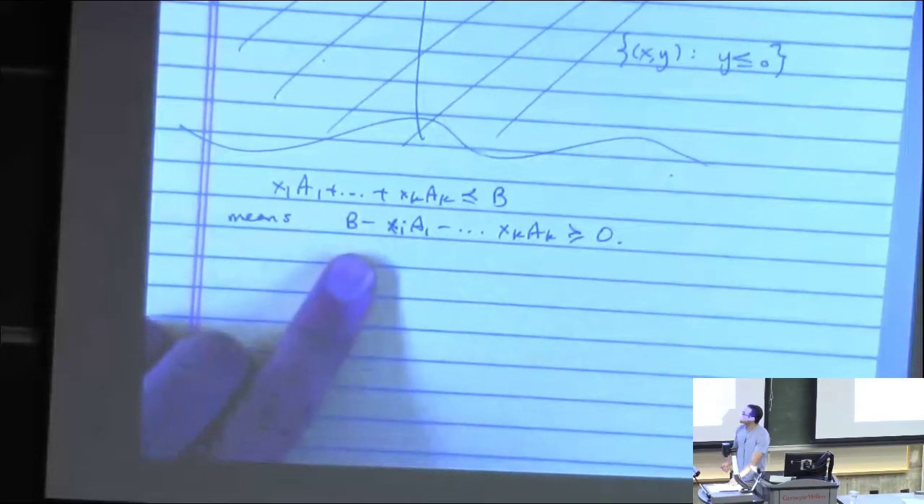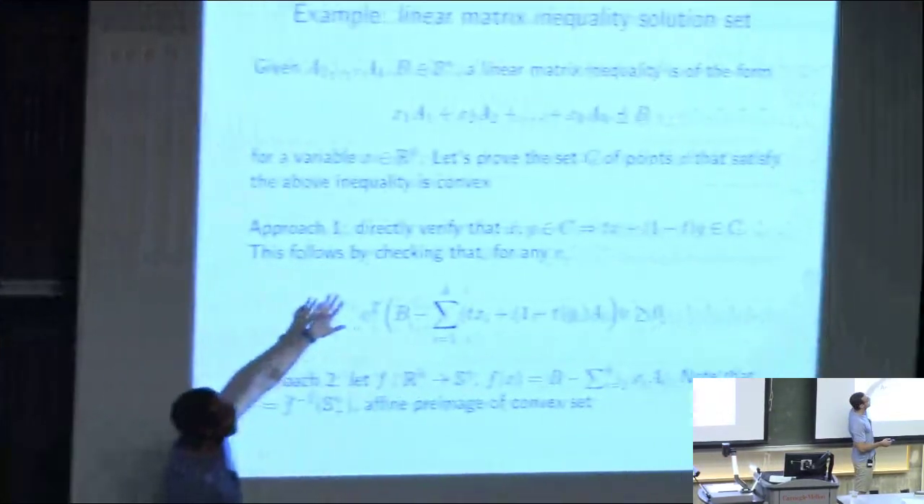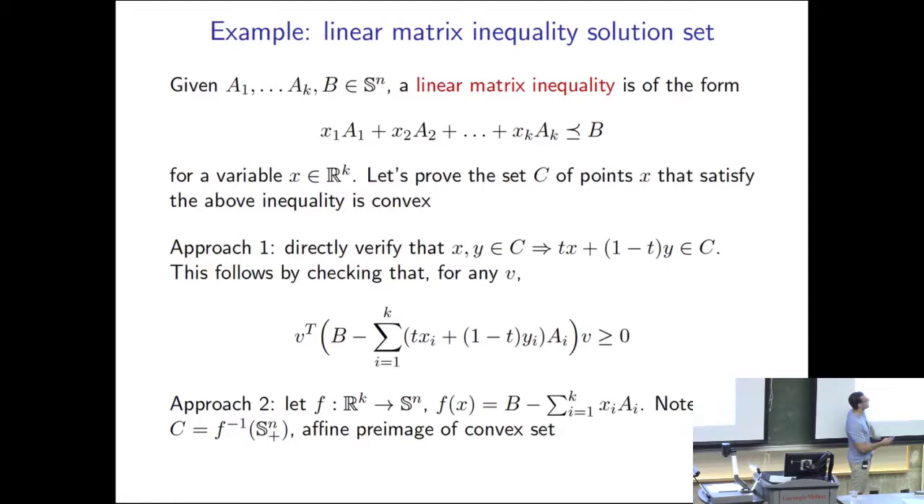So this is called a linear matrix inequality. One kind of neat thing about this is that it's always convex regardless of these matrices. It's in R^K, and it's a convex set in x. We'll see these things pop up all the time when we talk about semi-definite programs. So this kind of constraint on x is a convex set.